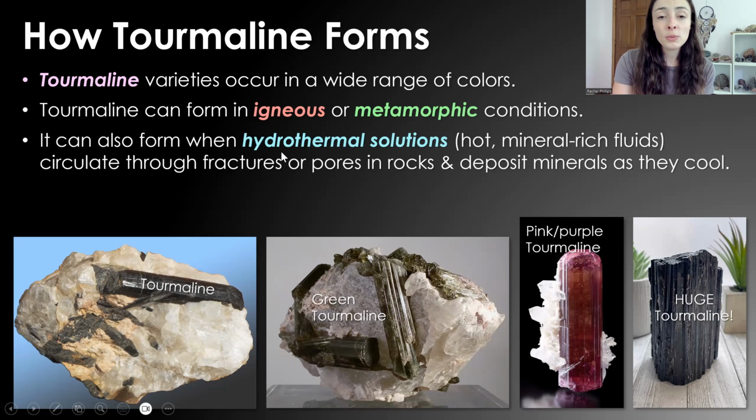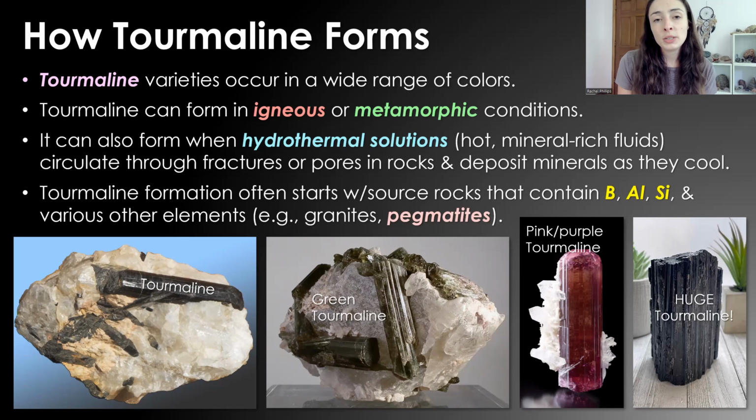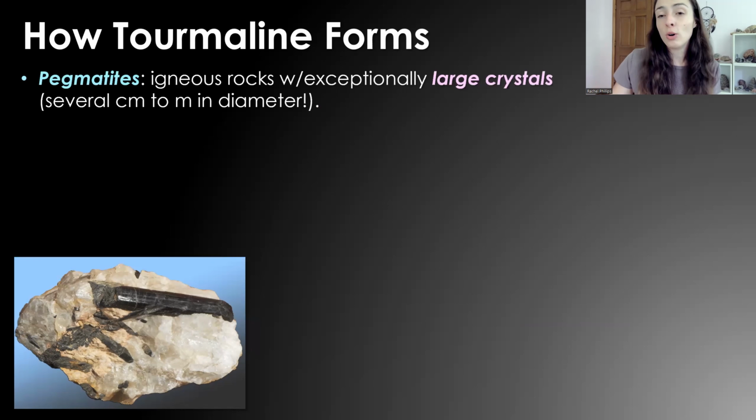It can also form when hydrothermal solutions, hot mineral-rich fluids, circulate through fractures or pores in rocks and deposit minerals as they cool. And tourmaline formation often starts with source rocks that contain boron, aluminum, silicon, and various other elements, such as granite or pegmatites, which need a whole slide to themselves.